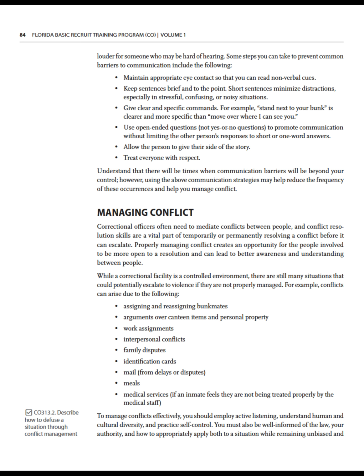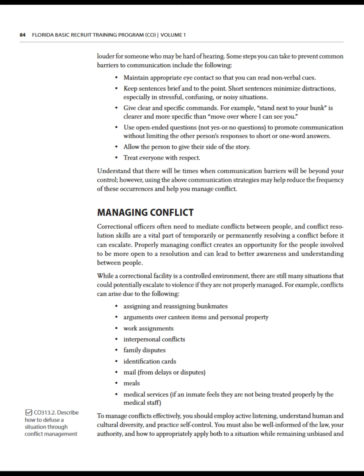Managing conflict. Correctional officers often need to mediate conflicts between people, and conflict resolution skills are a vital part of temporarily or permanently resolving a conflict before it can escalate. Properly managing conflict creates an opportunity for the people involved to be more open to a resolution and can lead to better awareness and understanding between people. While a correctional facility is a controlled environment, there are still many situations that could potentially escalate to violence if they are not properly managed.